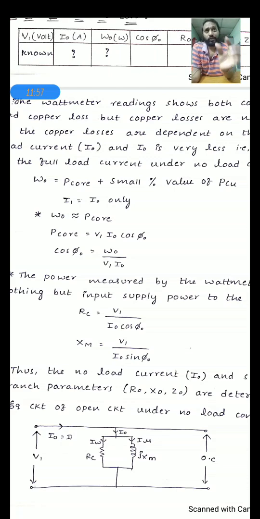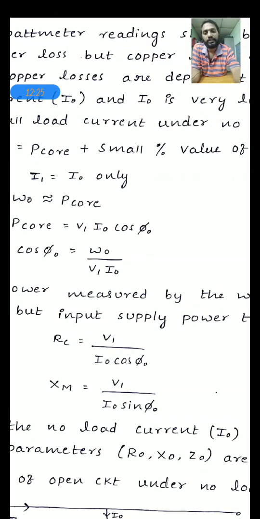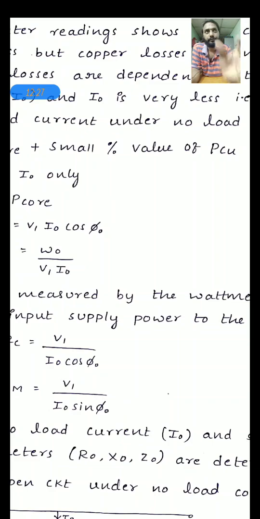So what are the copper losses? Copper losses are I square R losses. Full load copper losses are 100 square into some resistance. But here only 5 to 8% of full load current, that is 5 to 8 amperes, is passing. So comparing with the full load losses, only about 10% of losses exist in the wattmeter reading.